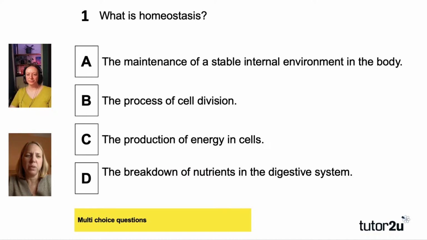Yeah, so the first question we're going to start with is what is homeostasis? We've got A, B, C, and D options. If you could put A, B, C, or D into the chat. Is homeostasis the maintenance of a stable internal environment in the body? Is it the process of cell division? Is it the production of energy in the cells? Or is it the breakdown of nutrients in the digestive system? Hopefully, this is quite an easier one to get started.